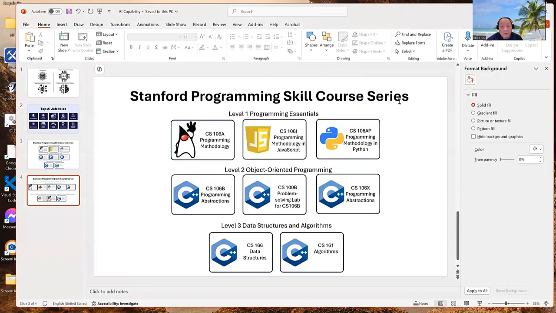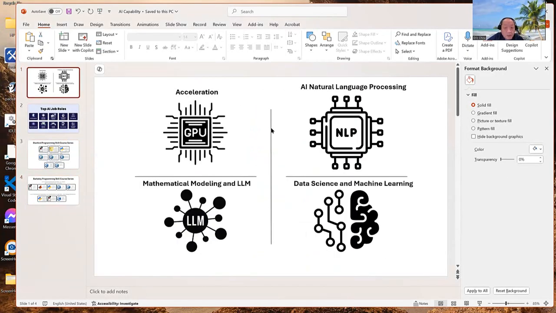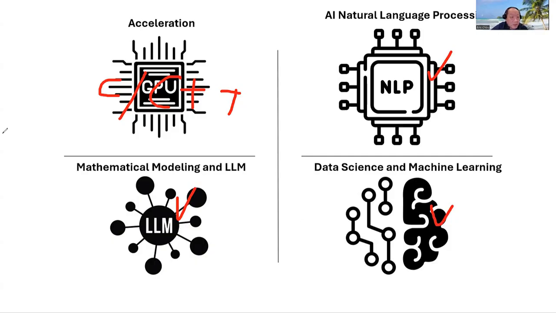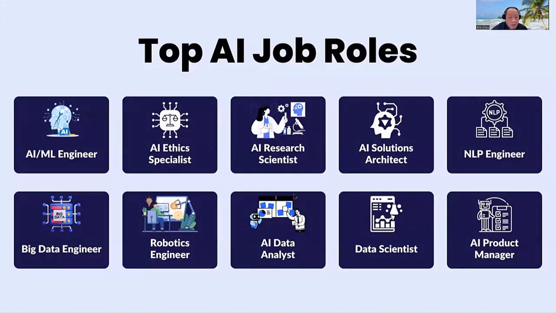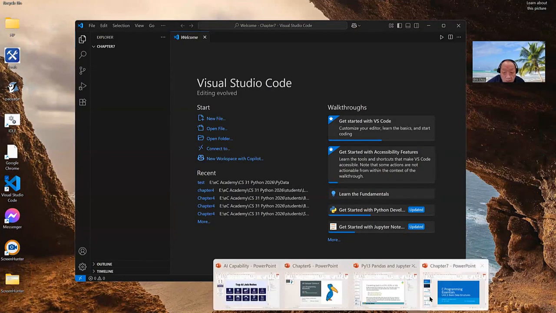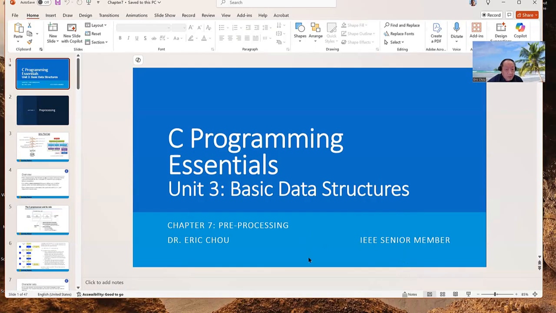That's where we are, and after that we still need to learn a lot of things in college. In college 4 years, you need to learn a lot of things, including C++ acceleration, programming CUDA, and then natural language processing, large language models, machine learning, and data science. And in the job market, there are still a lot of AI-related jobs that you can search for. That's the ultimate goal: you go to college and learn computer science, that's where you are going. Anyway, let's go back to our chapter 7, pre-processing.